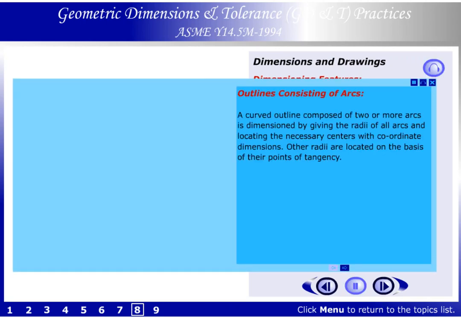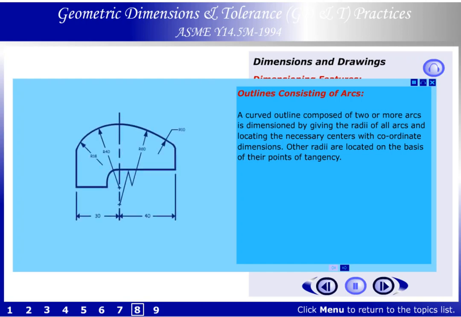Outlines consisting of arcs. A curved outline composed of two or more arcs is dimensioned by giving the radii of all arcs and locating the necessary centers with coordinate dimensions. Other radii are located on the basis of their points of tangency.